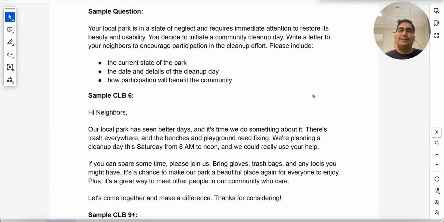For now, I'll discuss how you can improve from CLB 6 to a CLB 9 plus, and it's really important for you to understand this. Now, it says your local park is in a state of neglect and requires immediate attention to restore its beauty and usability, and you decide to initiate a community cleanup day. You have to write a letter to your neighbors to encourage participation in the cleanup effort. So you have to do 3 points: talk about the current state of the park, the date and details of the cleanup day, and how participation will benefit the community.